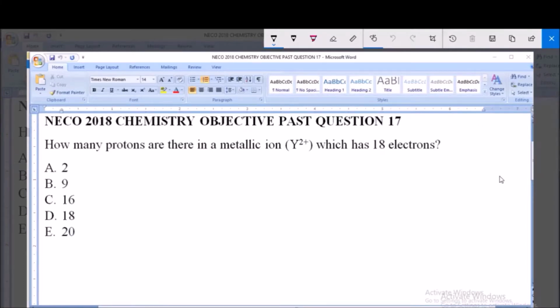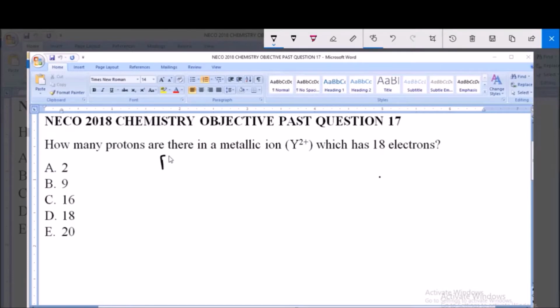How many protons are there in a metallic ion Y2+, which has 18 electrons? A 2, B 9, C 16, D 18, E 20.